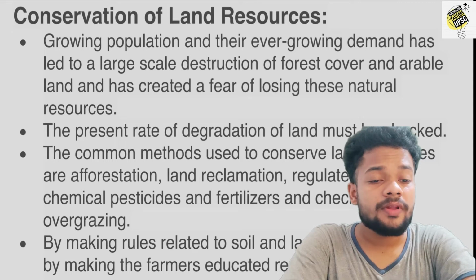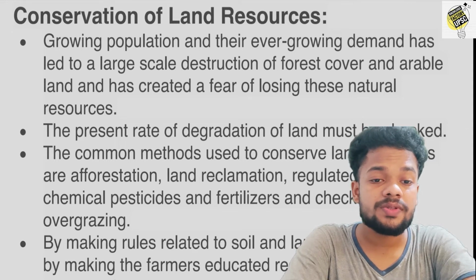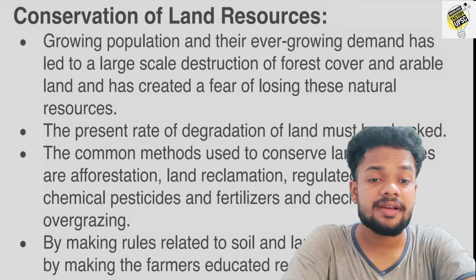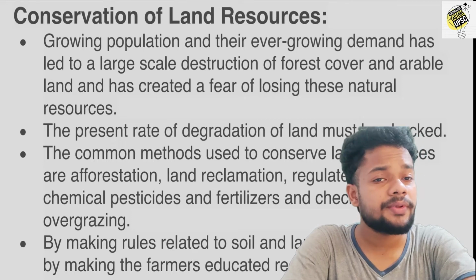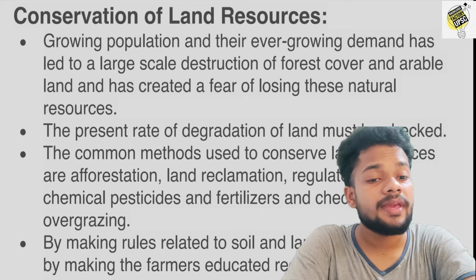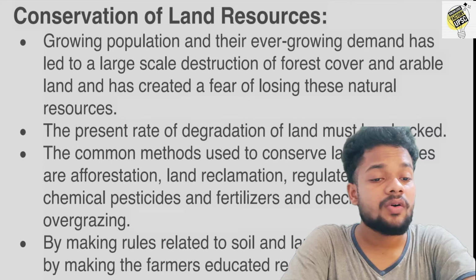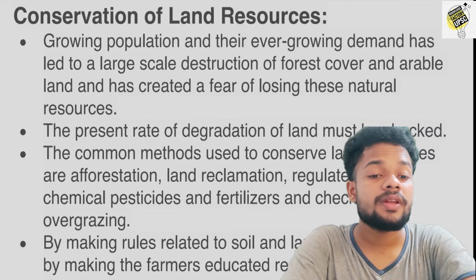Then the common methods used for conserving land resources are afforestation, land reclamation, regulating the use of chemical pesticides and fertilizers, and checking overgrazing. That means when we are overusing the land for our own uses, it leads to the degradation of the land itself. And by making rules relating to soil and land conservation, and by educating farmers regarding the negative aspects of overgrazing and overuse of fertilizers, the government can play an active role in preserving the soil and land.